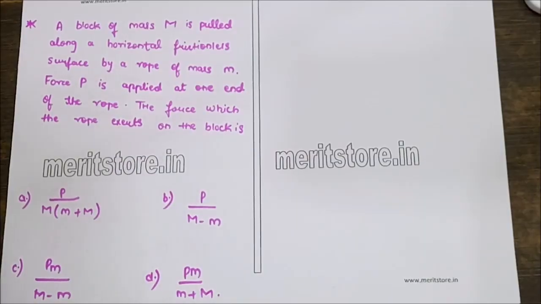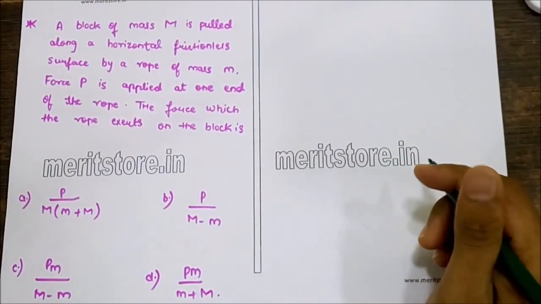A block of mass M is pulled along a horizontal frictionless surface by a rope of mass m. Force P is applied at one end of the rope. The force which the rope exerts on the block is, the four options are P divided by M plus m, P upon M minus m, P small m upon M minus m, and P capital M upon M plus m.